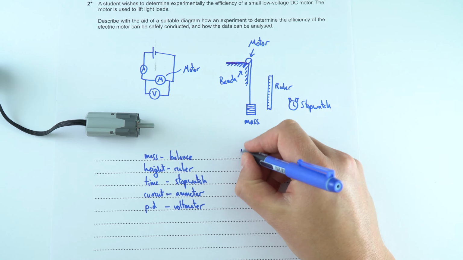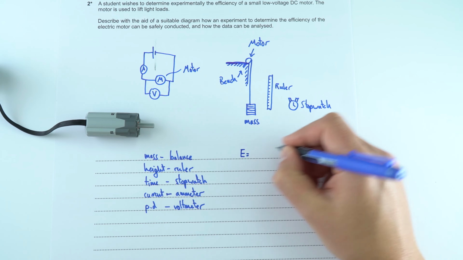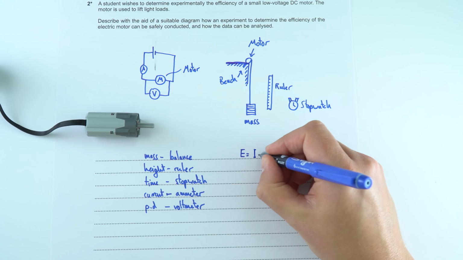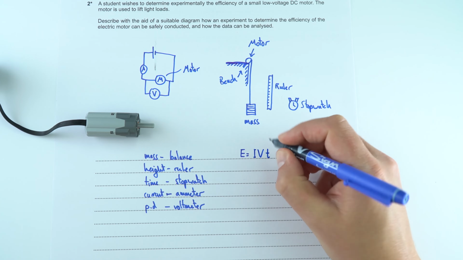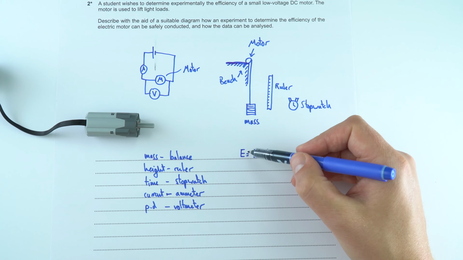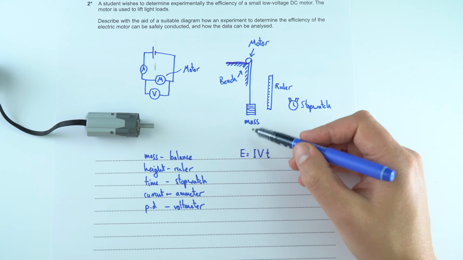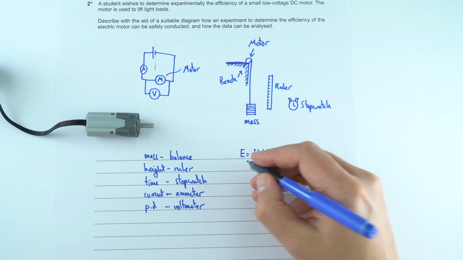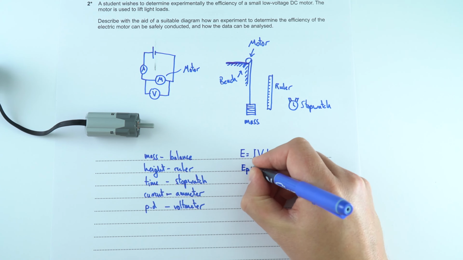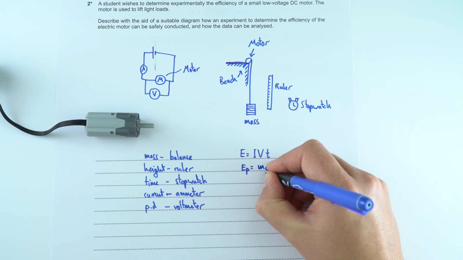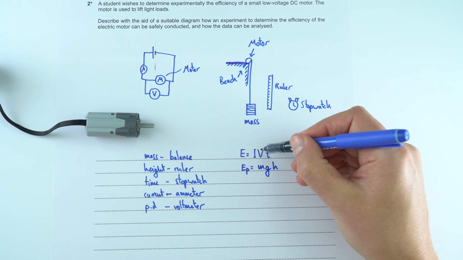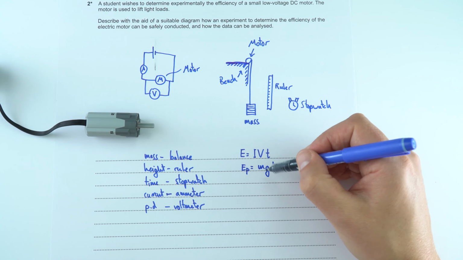Now for this one here, we can look at the energy transferred to the mass as it goes up through a certain height. So we might say that the energy transferred is equal to the power times the time, which is I, V, and T. So that lets you look at the energy transferred to the motor. But we can also look at the energy gained by the mass as it goes through a certain height. So this is going to be equal to mgh. So maybe that's the energy in, and that's the useful energy out.